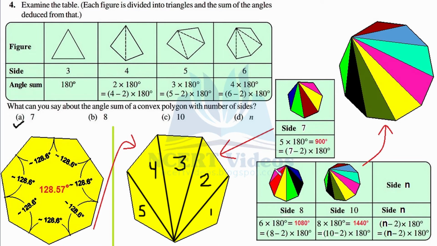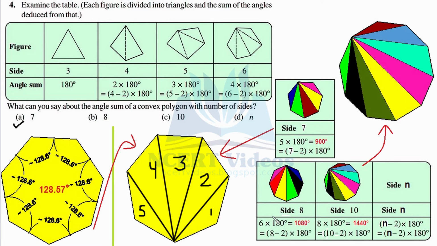We have shown color coded triangles that are formed after constructing these diagonals. So first one, second one, third one, fourth one, fifth one and sixth one. So we wrote 8 sides. We subtracted 2 from it. You know very well why we subtracted 2 from it. This gave us 6 because 8 minus 2 is 6. And since we constructed 6 triangles within this octagon, we multiplied it with 180 degrees and it gives us 1080 degrees.